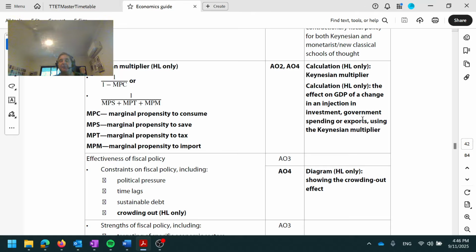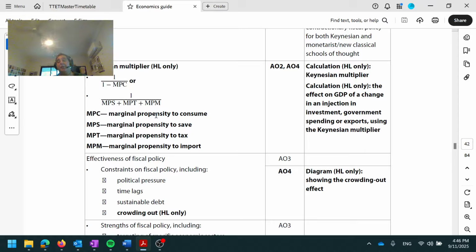government spending or exports. So they might give you some MPC values or the other propensity values, and then they might say government spending or export spending increases or decreases by this amount. What will be the impact on the overall level of GDP? Well, it's just the change in expenditure times the size of the multiplier.